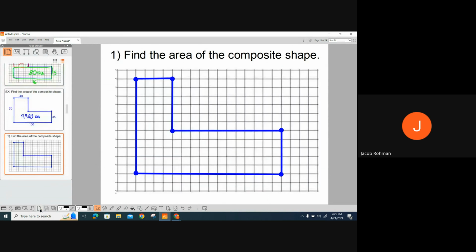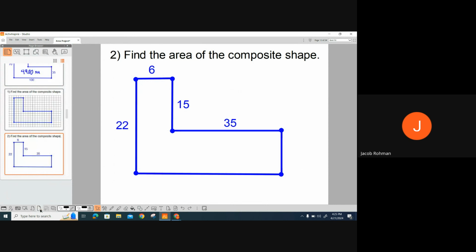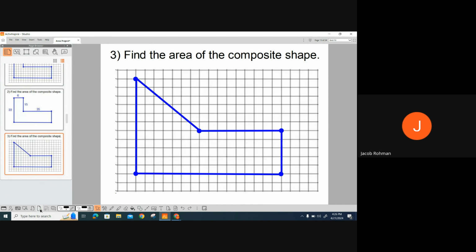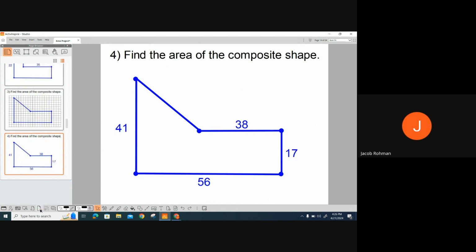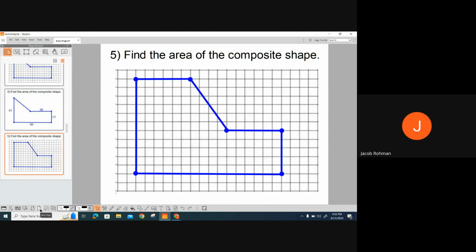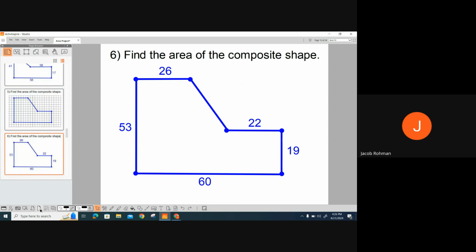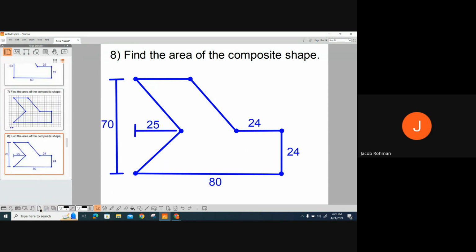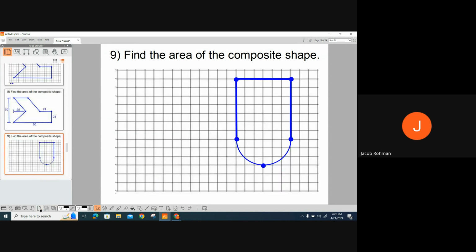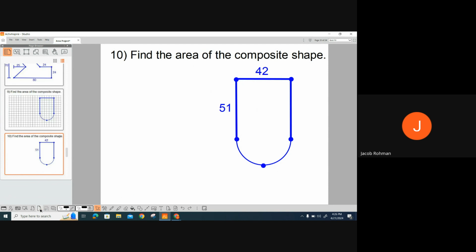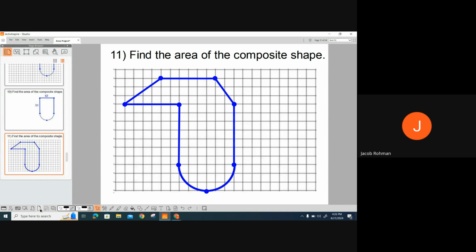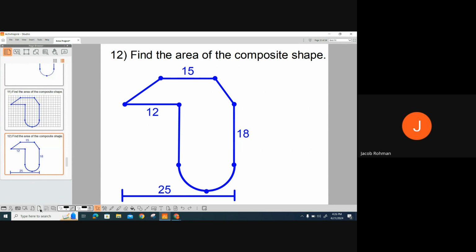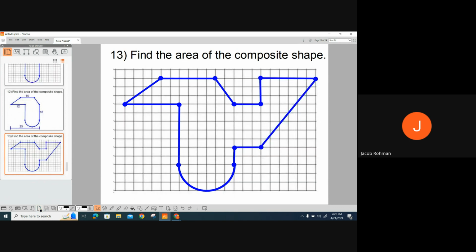Starting with number 1, number 2, number 3, number 4, number 5, number 6, number 7, number 8, number 9, number 10, number 11, number 12, number 13, number 14. Actually, 14 is the same shape. So in this case, we're just going to have 14.